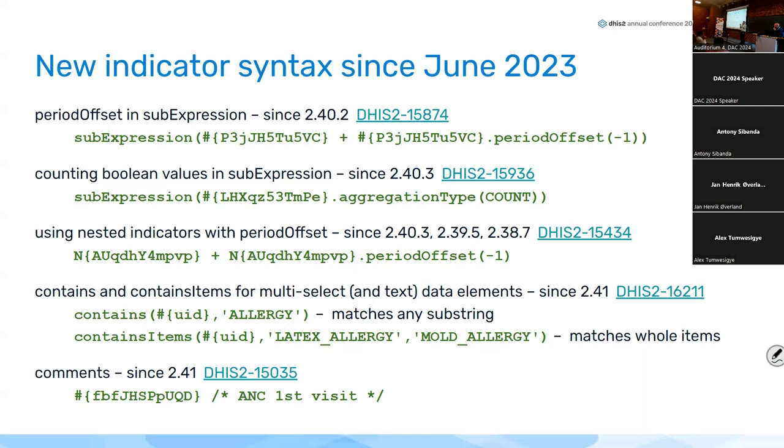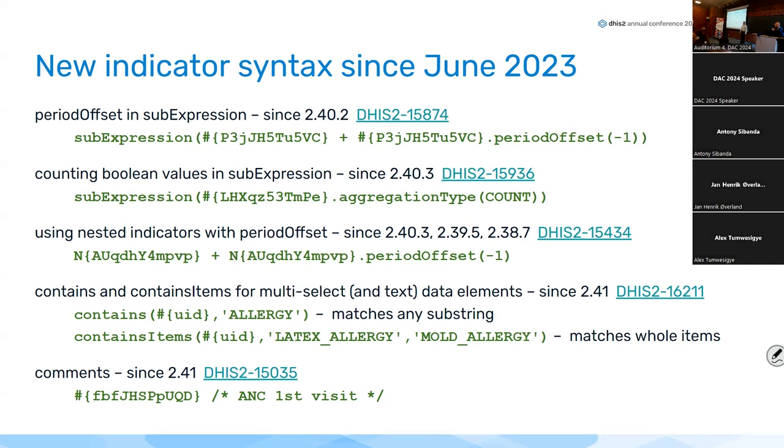in an indicator say, how many items did we have that were either a latex allergy or a mold allergy by using this contains items. And this will parse the string and look for an exact match within the comma separated list. Or you can say just contains, and this will match any substring in a multi-select or in any text. So you can just say, look for allergy, and if there's any instance of allergy at all in the field, it will pick that up in the contains feature.